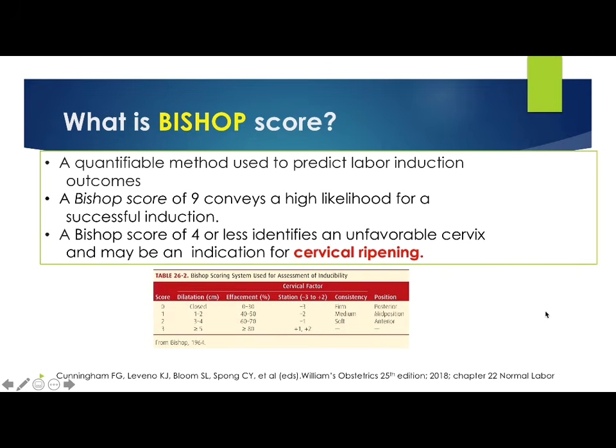So what is the Bishop score? What do we use it for? The Bishop score is a quantifiable method that we use to predict labor induction outcomes. So a Bishop score of 9 conveys a high likelihood for a successful induction. A Bishop score of 4 or less, on the other hand, identifies an unfavorable cervix or an unripe cervix, and this may be an indication for cervical ripening. Some of the cervical ripening agents that we use are dinoprostone or other prostaglandins.